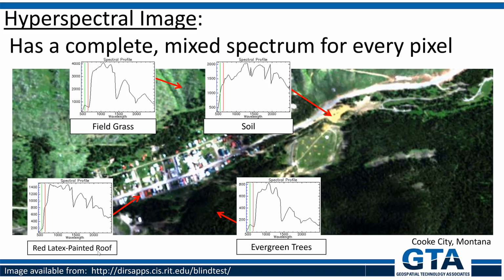This is a red latex painted roof. You could tell it's red by looking at the rise here and the high reflectance in the red compared to green and blue. This drop right here is typical for a polymer. So we'd look at this object just from the spectra and say we could be confident this is probably a red polymer of some type. But it happens to be a latex painted roof.